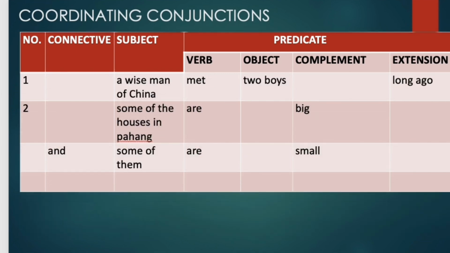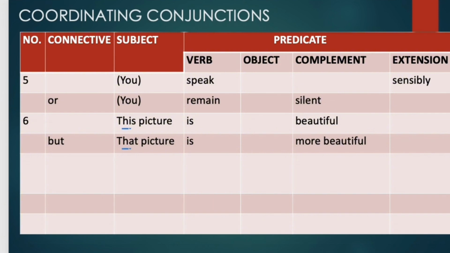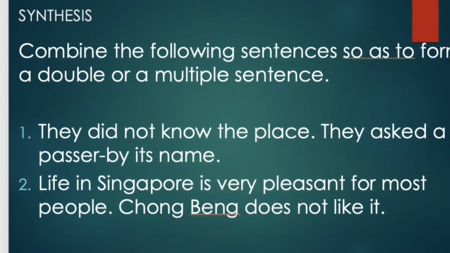And notice and, or, but are the connectives or the coordinating conjunctions used to combine these simple sentences into one double sentence or one multiple sentence. Now let's go to the next exercise of synthesis. Now as we have learned how to break up sentences, we must also learn how to build up sentences. And the instruction reads, combine the following sentences so as to form a double or multiple sentence.